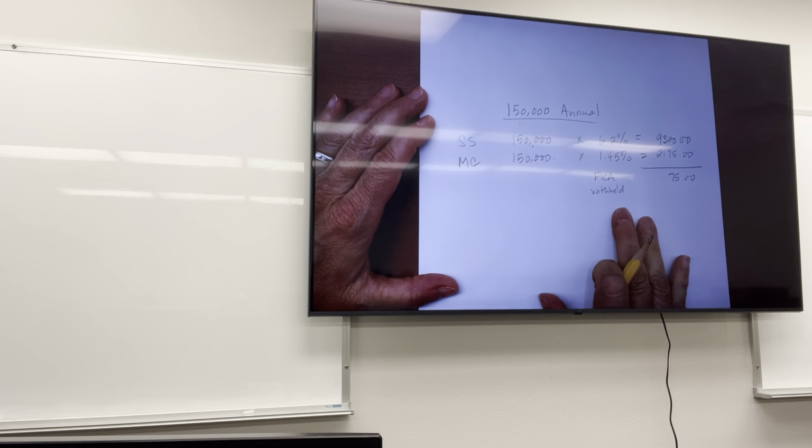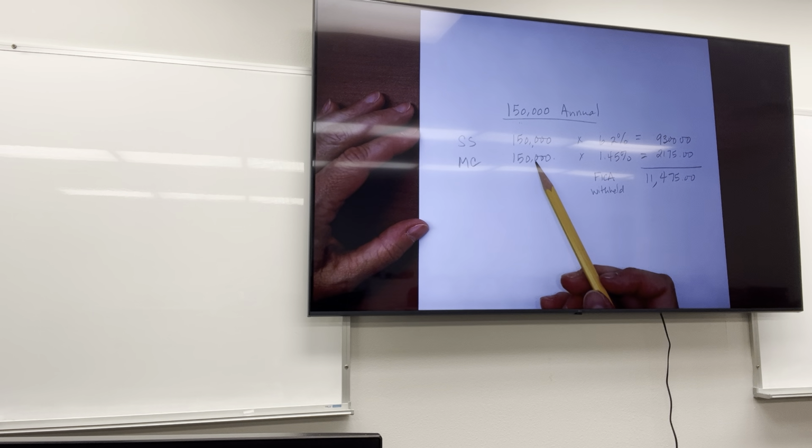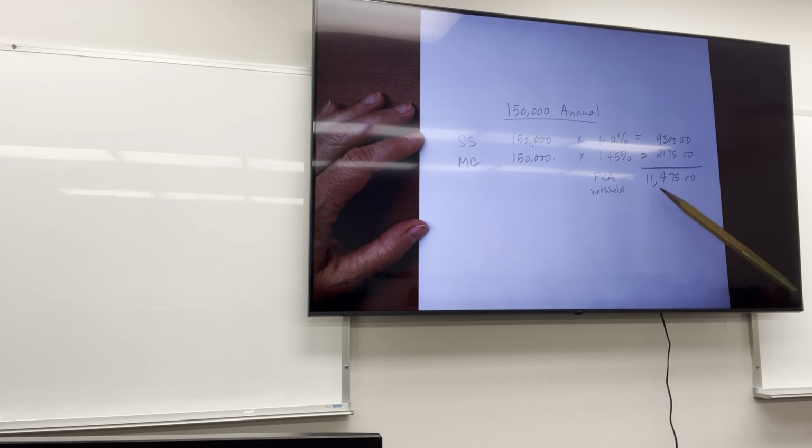Now, obviously, this is on an annual basis. When you're actually doing payroll, you're doing it on a per payroll basis. How much has to be withheld for that particular payroll? So in total, this person who's making $150,000 is paying $11,475 in combined FICA taxes.